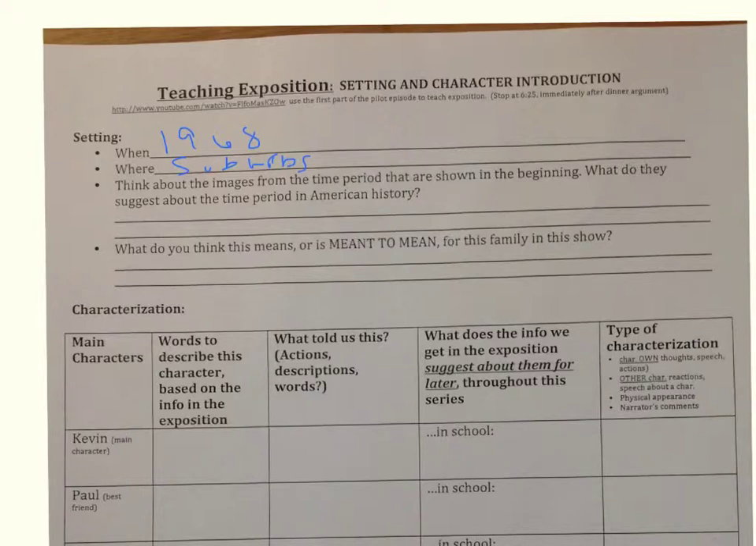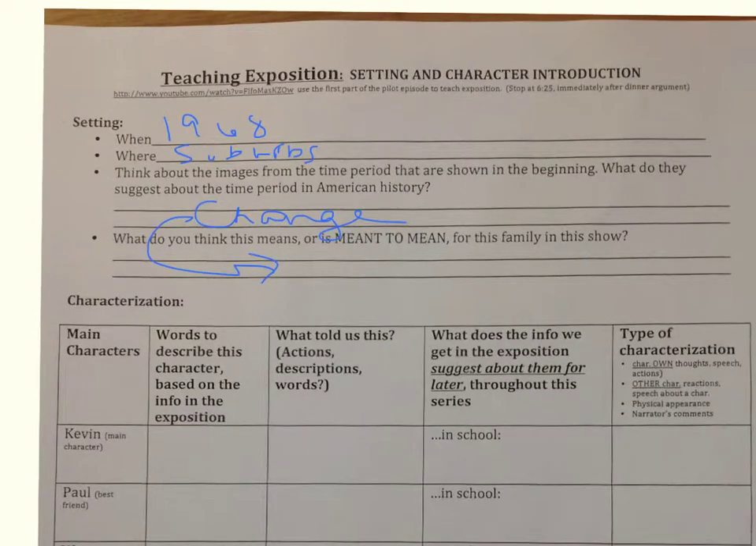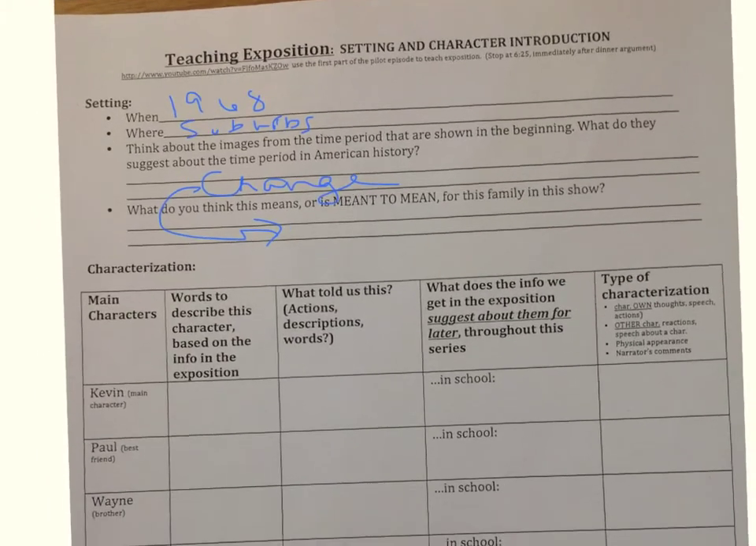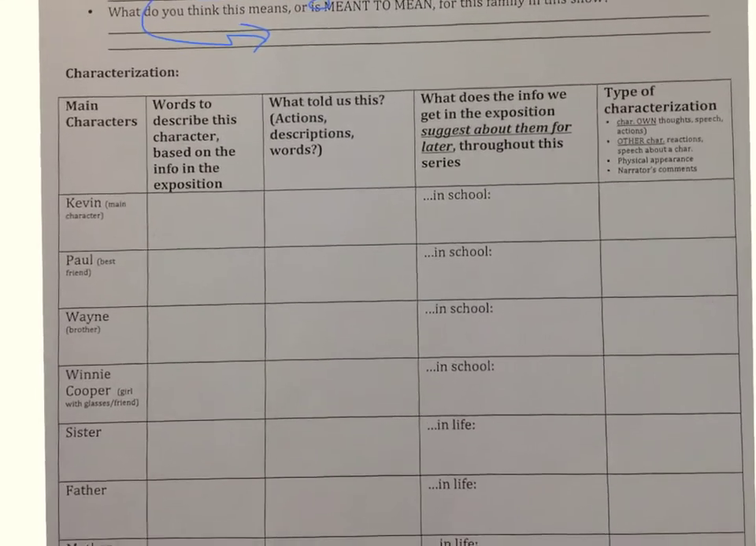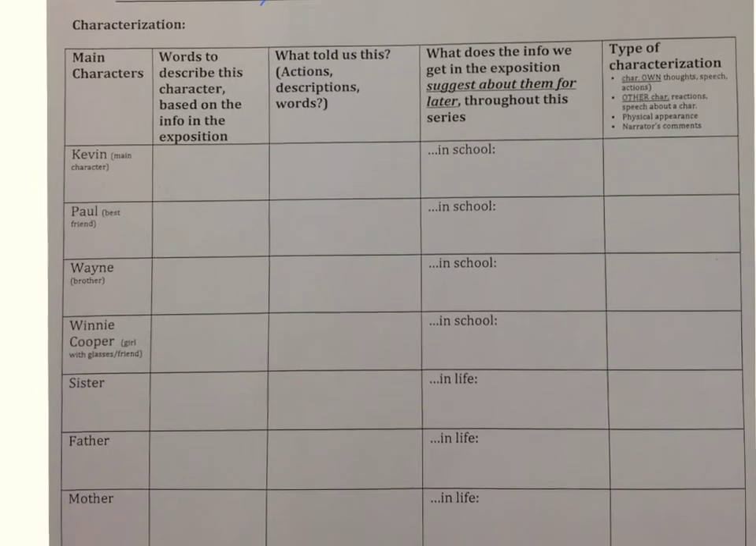And there were a lot of images of revolution and things, people protesting and wanting things to be different and change. And so what we're most going to talk about with this episode is that with some of the images that they showed, what they suggest is that there's a lot of change going on. And that's exactly what that's meant to mean about this family, that there's going to be a lot of change happening in this episode, especially in the main characters that we're going to talk about in a little bit. Okay, and so now we're ready to look at characterization, because characterization is the second part; the characters are what we're introduced to in the exposition.